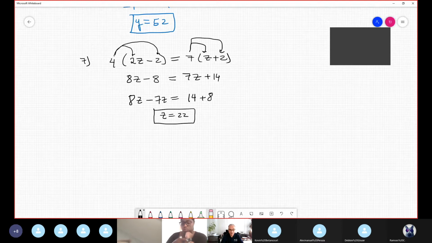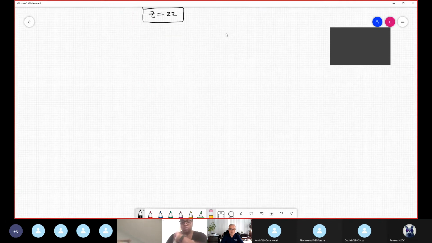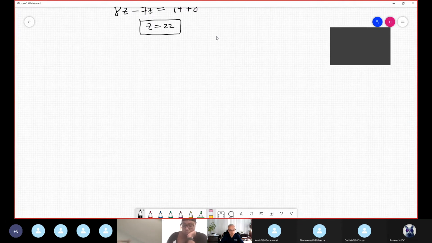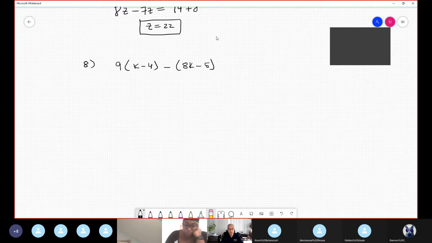Okay. Let's come back again to the whiteboard. Number 8 is similar, but a little bit longer. Minus 4 minus parenthesis 9K minus 5 equals 7. No, sorry, I made a mistake. It's okay. Minus 4 minus parenthesis 9K minus 5 equals 7.